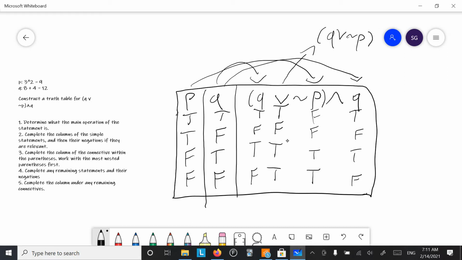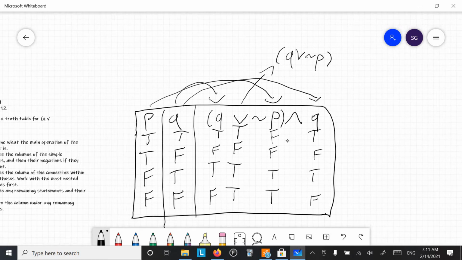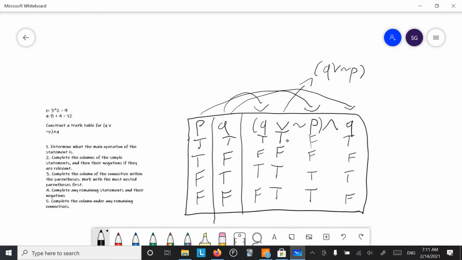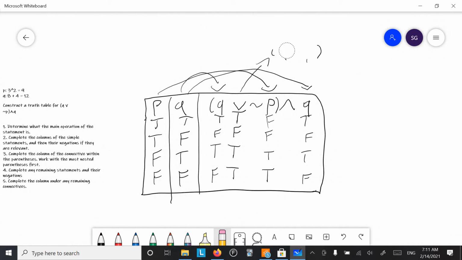So now it becomes, how do we figure out this conjunction? Okay. We're running out of space, so bear with me. How do I do it? Okay. I'm just going to erase some stuff. So what it's asking us right here is, is the entire statement true or false?